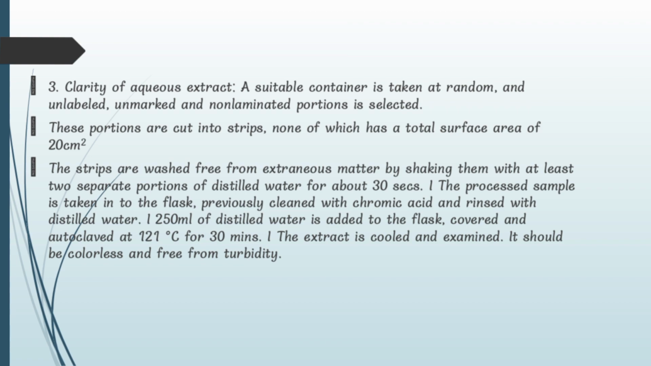The processed sample is taken into a flask previously cleaned with chromic acid and rinsed with distilled water. Then 250 ml of distilled water is added to the flask, covered and autoclaved at 121 degrees Celsius for 30 minutes. The extract is cooled and examined. It should be colorless and free from turbidity.